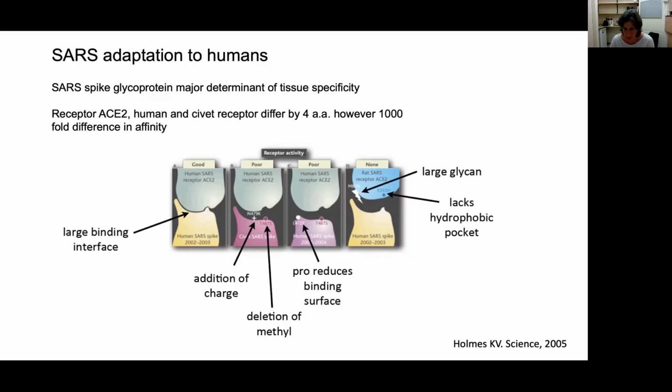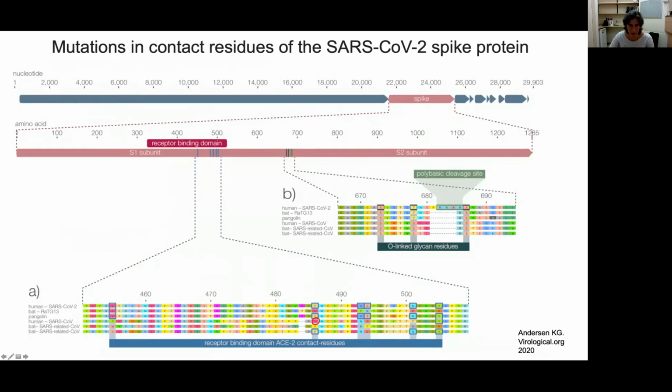So let's see what we know about the spike protein of the current SARS-2 virus. You can see the whole virus up here, as I said, around 30 kb, and the spike protein is shown here. We'll focus on two domains in that spike protein. One domain is the receptor binding domain that you can see here, and another domain which I'll discuss in a few minutes. And you can see here on the bottom the sequence of the closest viruses.